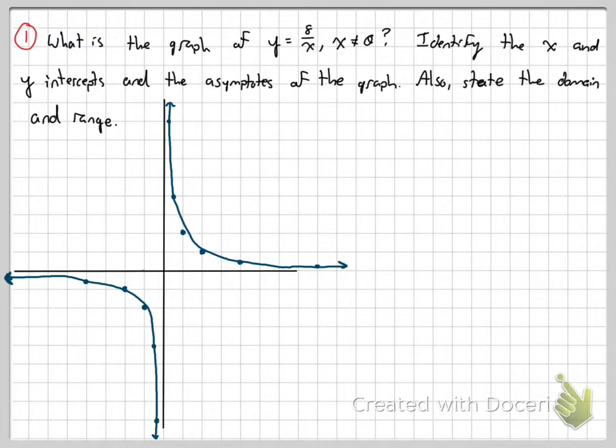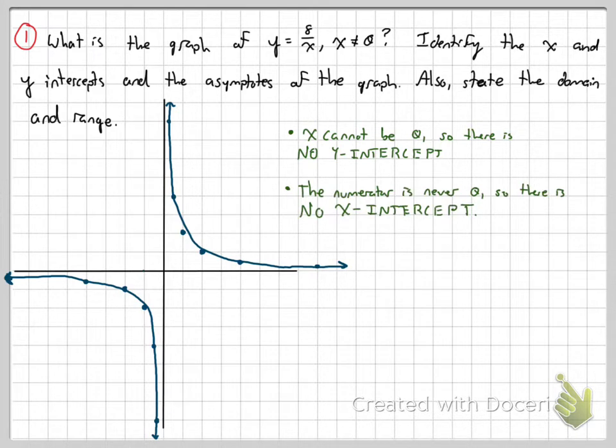For the x and y intercepts, that's when I'm crossing the x or y axis. My x value can never be 0 in this equation, so there's no y-intercept. So that function is never going to cross the y-axis. Similarly, the numerator of y equals a over x, or 8 over x, is never going to be 0. So there's also not going to be an x-intercept. This function never is going to cross the x-axis either.